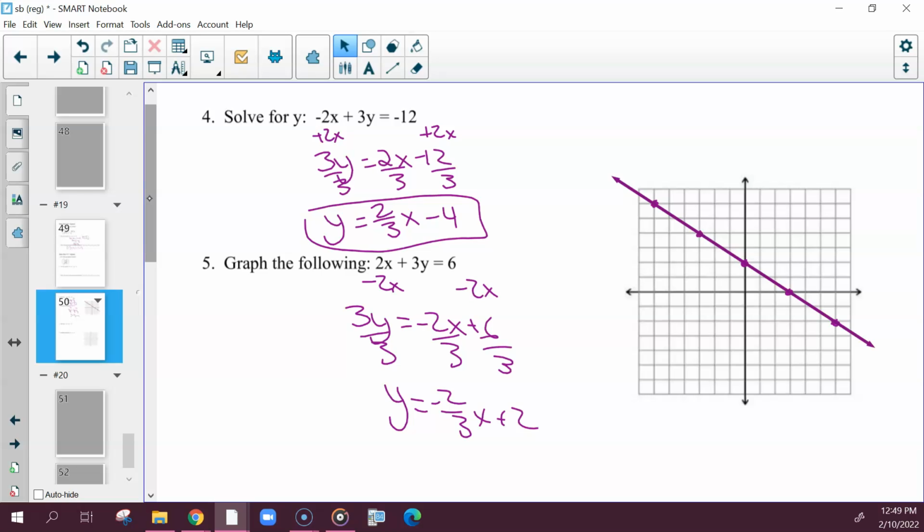So we would start on this graph at 2 on the y-intercept, and we would go up 2 to the left 3 as many times as possible, and down 2 to the right 3 as many times as possible. Do you have any questions on 4 or 5?